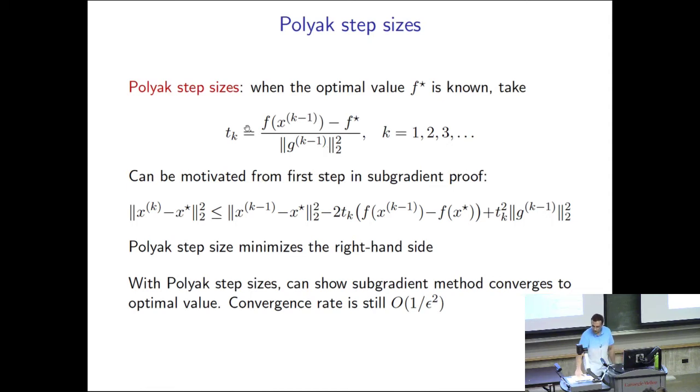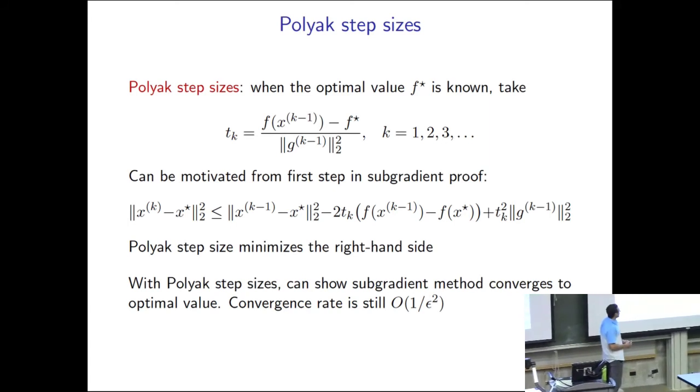This is just a quadratic in t_k. It's not something that we can use in most practical applications because it depends on the optimal criterion value. It's not really cheating because it doesn't depend on the solution. That would be an even stronger form of cheating. But this depends on the optimal criterion value. So if we know something about the criterion gap, and in some problems we might, I'll tell you a problem on the next slide that is an example, then we could take these step sizes, and you can show that the convergence rate of these step sizes is still 1 over epsilon squared.